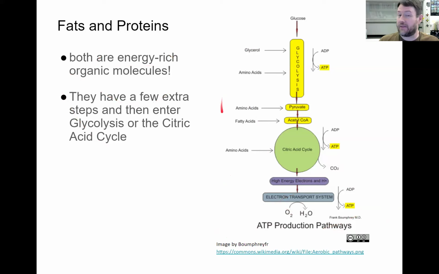The one thing I will maybe talk about, those amino acids, before they can get fed into this process, they have to have the nitrogens removed, and that is removed as ammonia, and then your liver turns that into urea, and then you can excrete that. So if you're on a high protein diet, you're probably producing a lot more urea and excreting that.